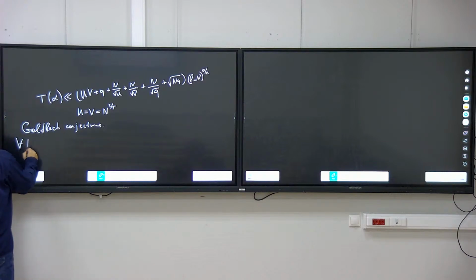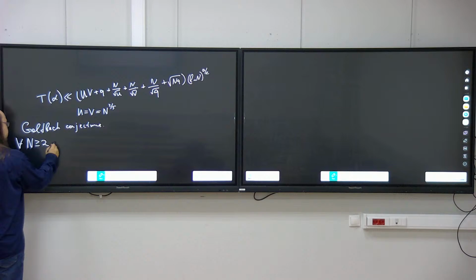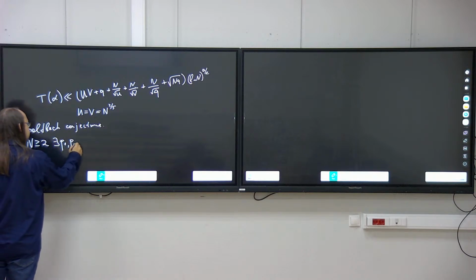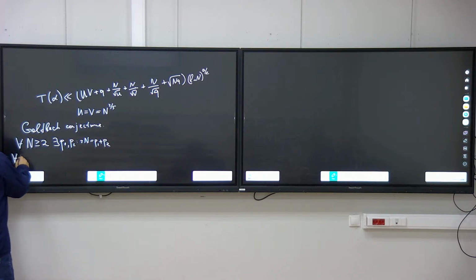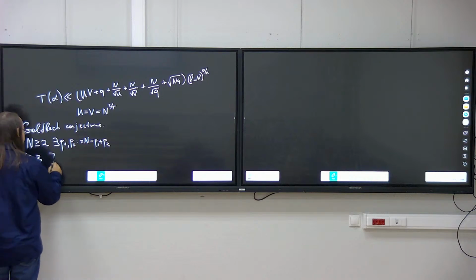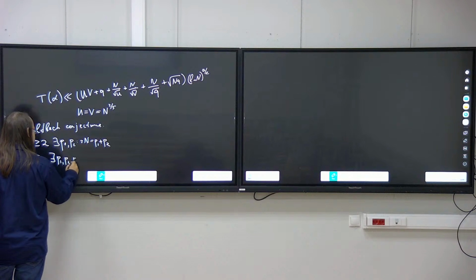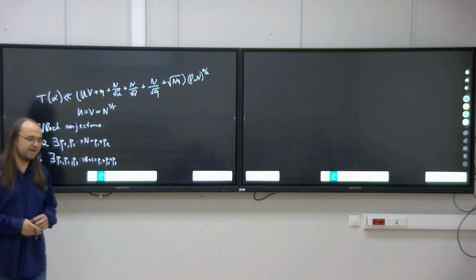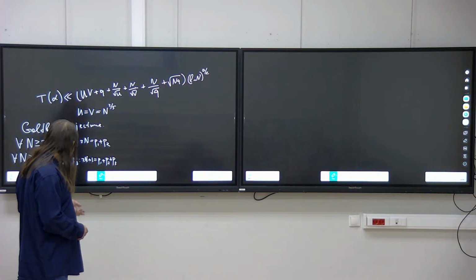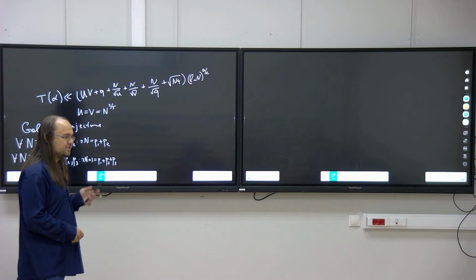is that for any n greater than or equal to 2, there are primes p1 and p2 such that 2n is p1 plus p2. And the second form is that for any n greater than or equal to, like, 3, there are primes p1, p2, and p3 such that 2n plus 1 is the sum of 3 primes. So in other words, every large enough even number is the sum of 2 primes, and every large enough odd number is the sum of 3 primes.